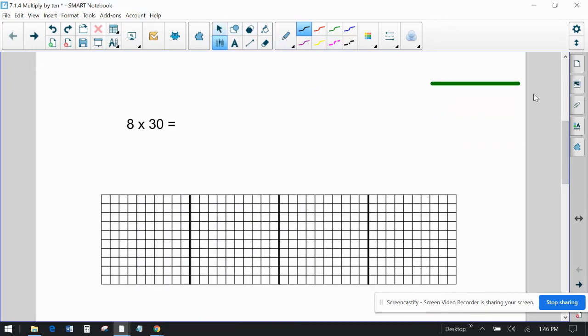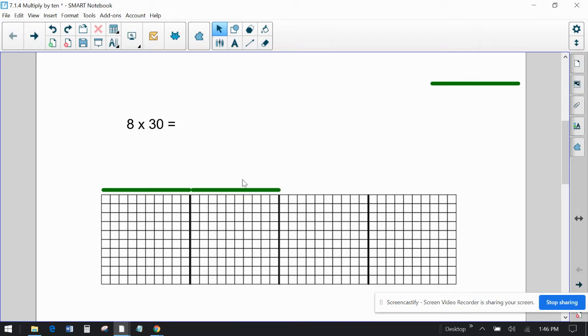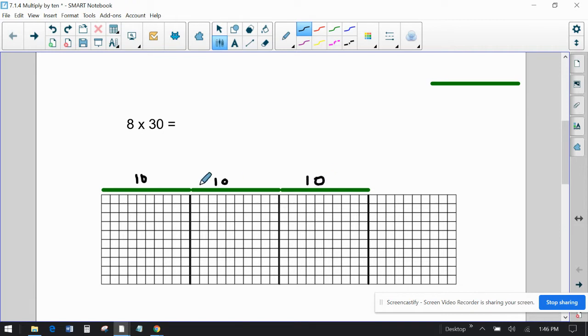We have 8 times 30. So we're going to do this in the same way. We have a 10. We have another 10 in this case because our friendly number got bigger than 10. It actually went to 3 tens this time. So I'm going to write that down now. I know this is a 10. This is a 10. And we have a 10 here. All of these combined ends up being 30.